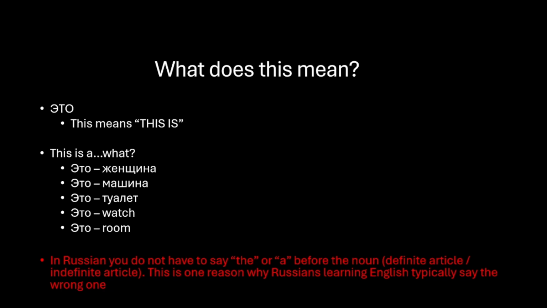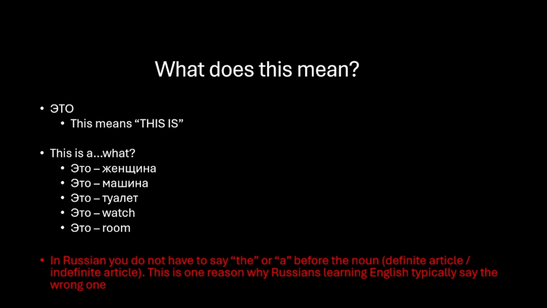Это женщина. Literally, what does that mean? This is woman. This is woman because, see that red point down there? In Russian, you do not have to say the or a before a noun. That means there is no the woman, there is no a woman, it's just woman. So in the Russian language, you don't say this is a woman, this is the woman. There's no distinction from that. You just say this woman. This is woman. That's all you have to say.